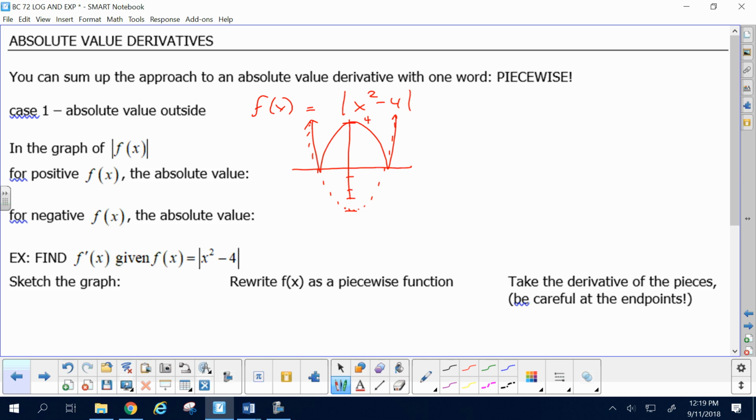Sketch the graph, check. Now, in order to take the derivative, you will actually want to do a rewrite step as a piecewise. I'm going to take that function and rewrite it piecewise. I like to go left to right.